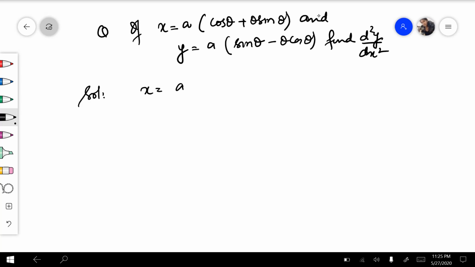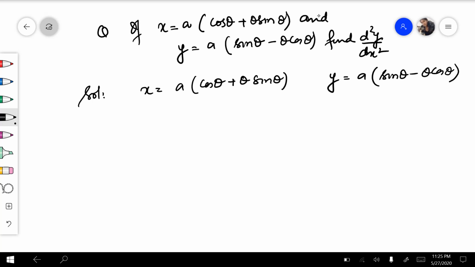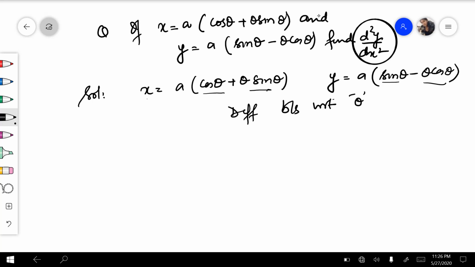We are given that x is equal to a (cos theta plus theta sin theta), y is equal to a (sin theta minus theta cos theta). मैंने आपको बताया था कि जब भी हमारे पास दो डिफरेंट वेरिएबल्स आर एक्सप्रेस्ड इन टर्म्स ऑफ अ सिंगल वेरिएबल, then those two equations are called parametric equations. तो अभी हमारे यहाँ पर दो पैरामीट्रिक इक्वेशंस दिए गए हैं और पैरामीटर हमारे पास थीटा है और हमें फाइंड करना है d2y upon dx square. तो हम पैरामीट्रिक इक्वेशंस की हेल्प से dy by dx फाइंड करेंगे, फिर से उसको डिफरेंशिएट करेंगे.